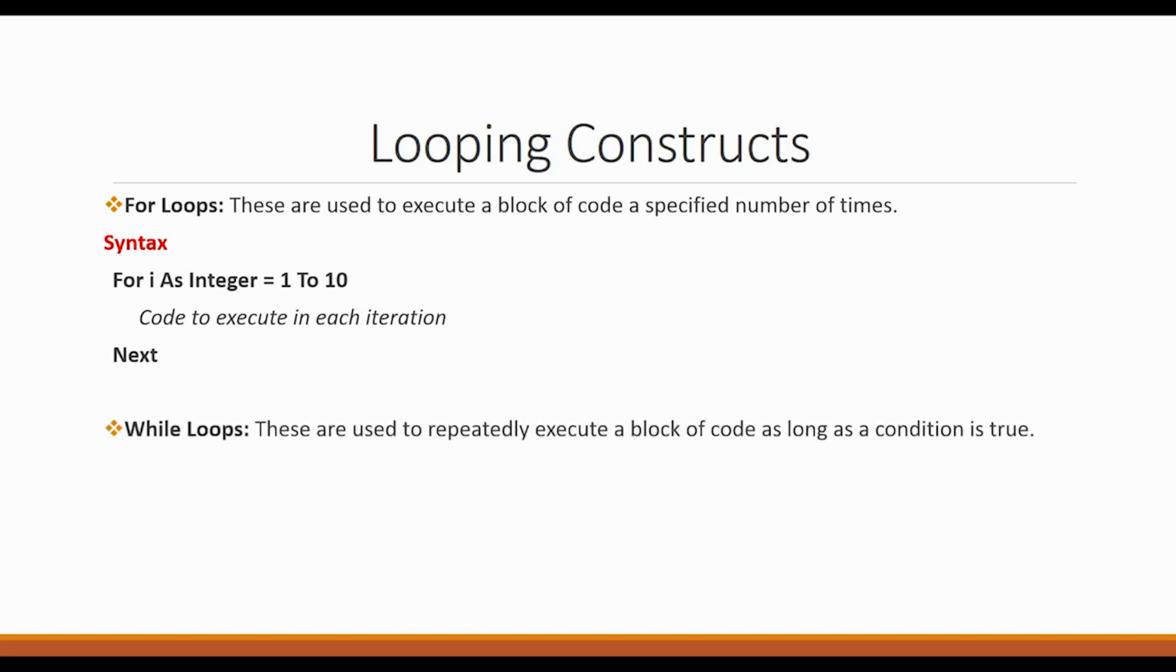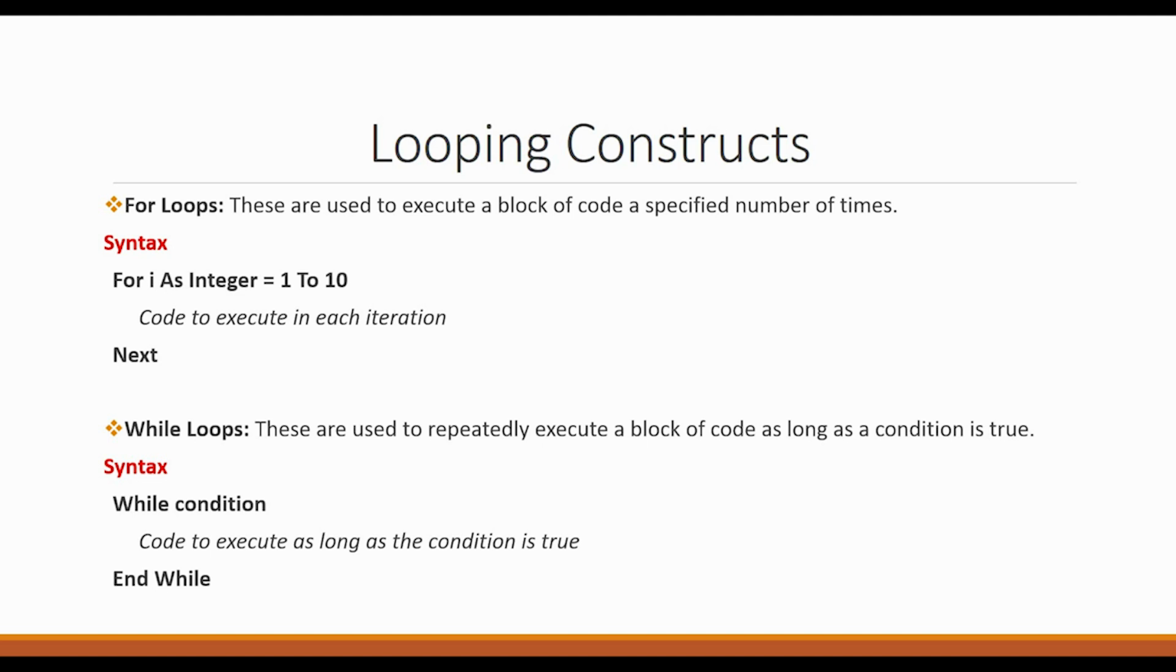Okay, so we have the while loop. While loops are used to repeatedly execute a block of code as long as the condition is true. This is a bit different from the for loop. Let's see the syntax. Just as with the if statement and the select statement, the condition is what you are testing. While the condition is true, execute your code, or code to execute as long as the condition is true.